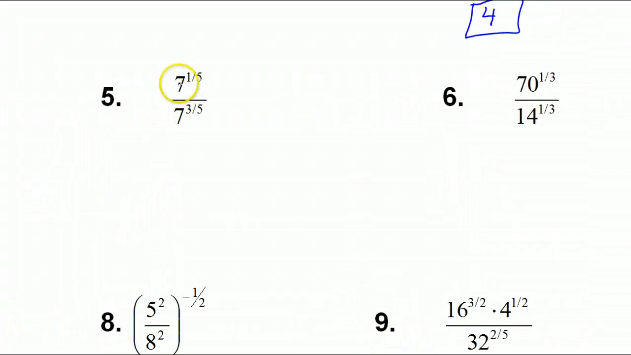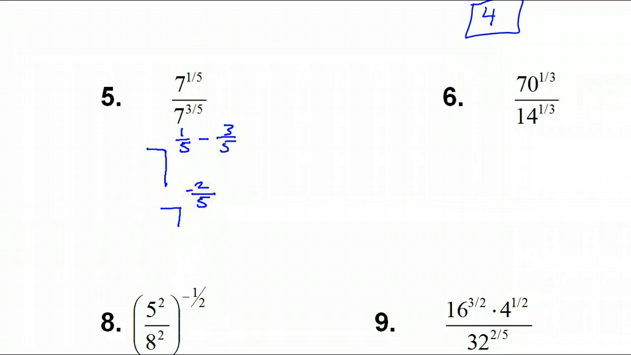Number 5, notice that the bases are the same. If the bases are the same, I can subtract these exponents. When you divide, you subtract. So this will be 7 to the 1/5 minus 3/5 power. 1 minus 3 is negative 2. So this will be 7 to the negative 2 over 5 power.